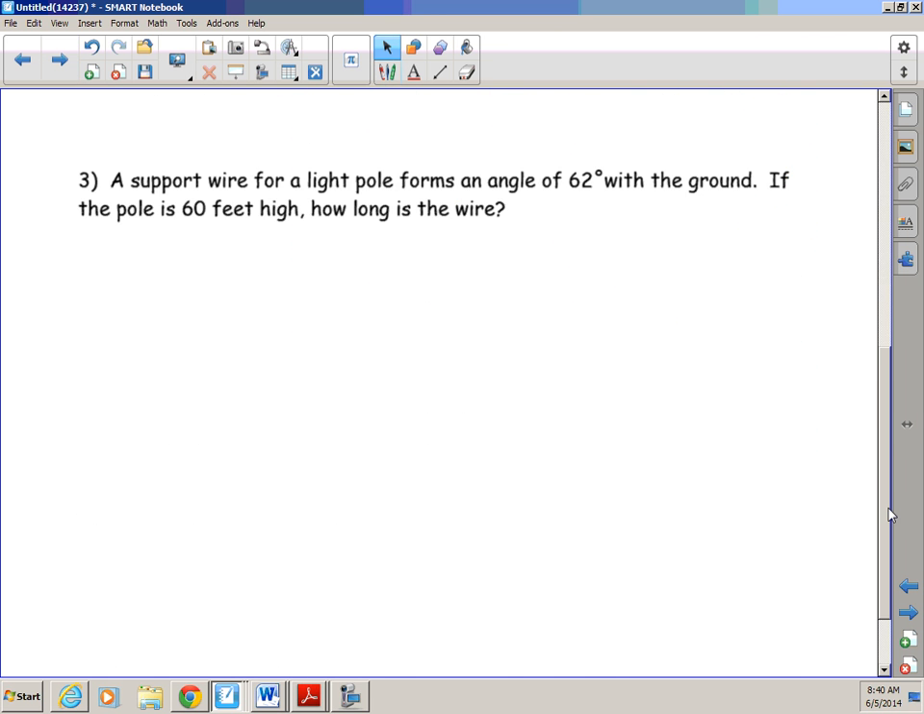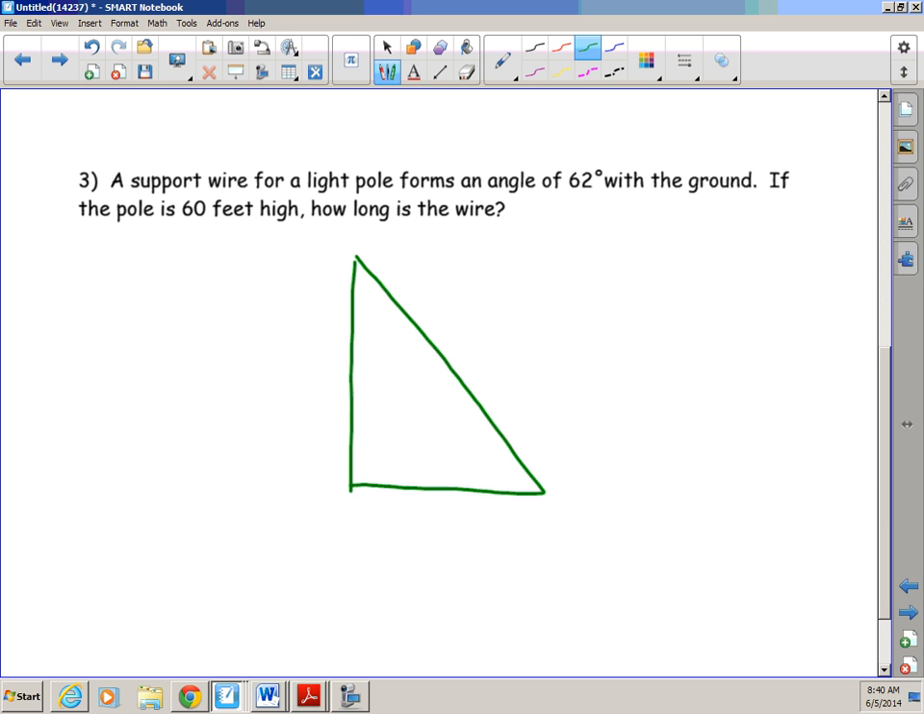we have a support wire for a light pole. So here is our pole. Pole is always vertical. Here is our wire. The wire makes a 62-degree angle with the ground. Here's the ground. If the pole is 60 feet high, how long is the wire? There's my x.